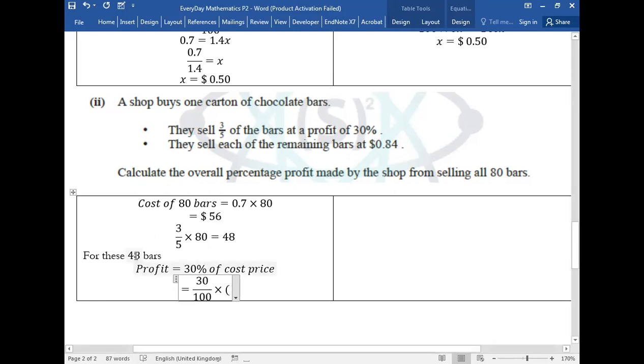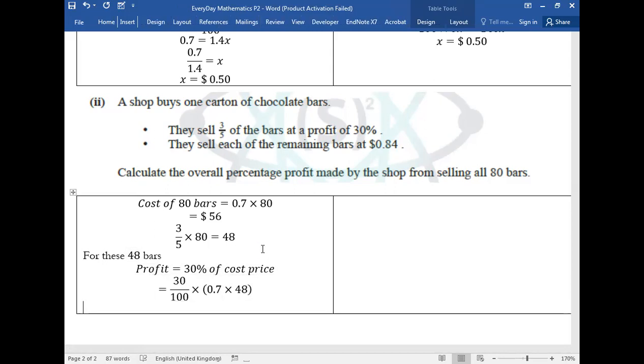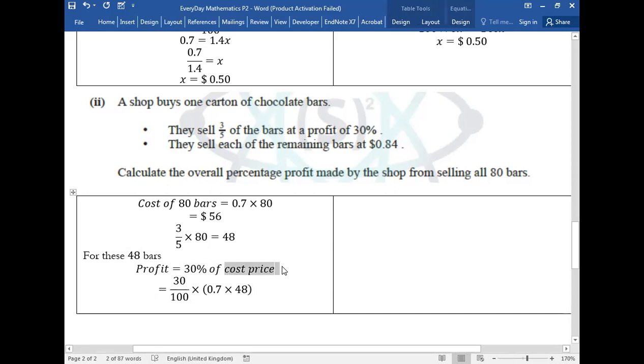What is the cost of these 48 bars? 0.7 into 48. Is that right? Is the point understood, or not? You could have also found the selling price. You could do it this way as well. No worries. But if you directly want to find the cost price, of all 56... $56 is not the cost price now. Now we are only talking about these 48 bars, so we will get the profit on these. Tell me how much it comes to.